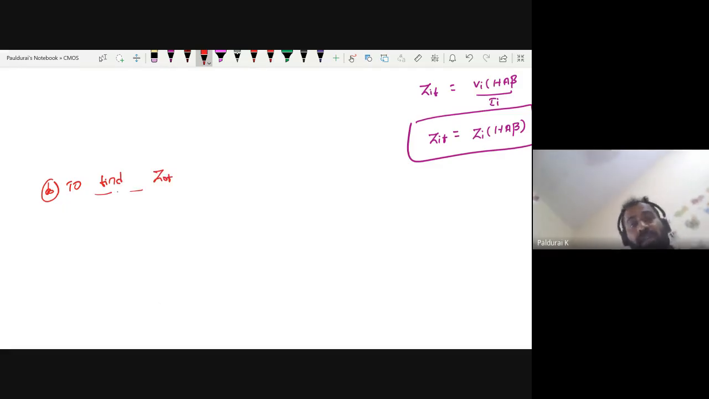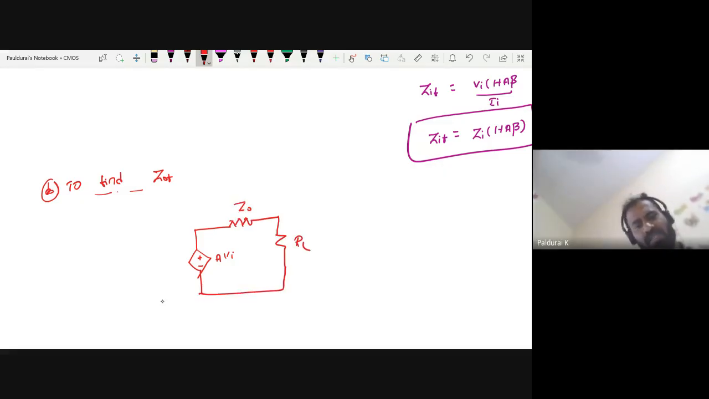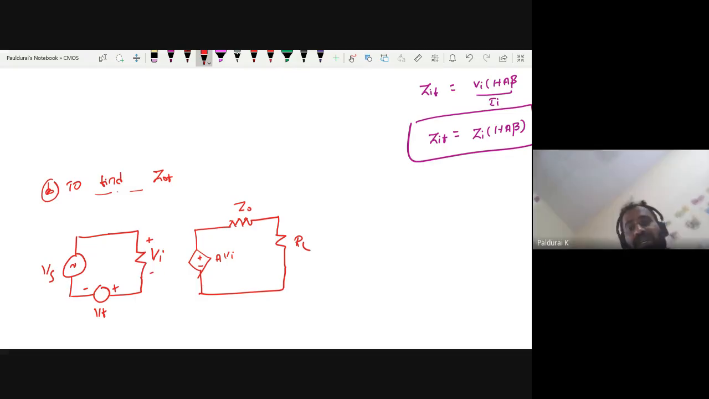Okay, so let me quickly roughly draw that model. A times Vi, plus minus. Here I am having some Zout, and this is my RL. Roughly I am sketching, and this is my Vs. This is my Vi. Here I'm having my Vf, plus minus. Okay. So what is the procedure? As you told, you want to open the load. Yes, I am opening the load.